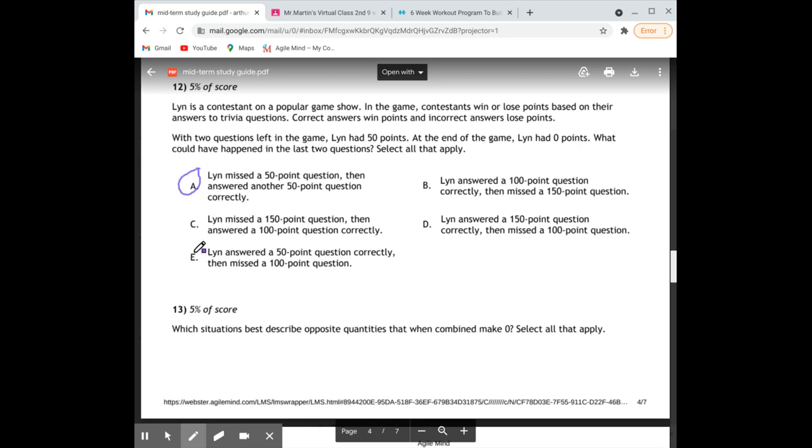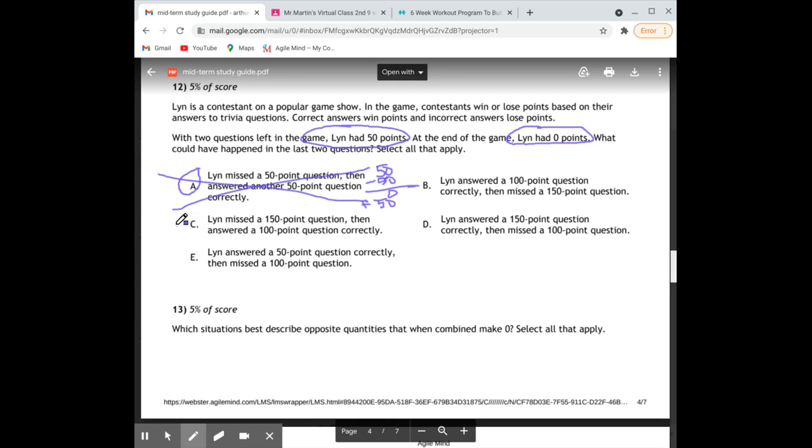That's okay. Read this. Lynn missed a 50-point question, then answered another 50-point question correctly. All right. So what would we do? What did Lynn start with? She had 50 points. Correct. So if she gets one incorrect, that means she'd be at 0. And then if she gets one correct, that means she'd be at 50. And since she ended up with 0 points, that would be incorrect. Correct. All right. Let's try the next one.